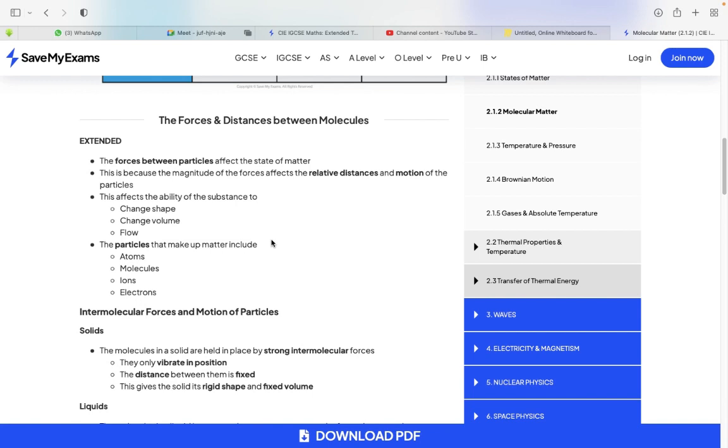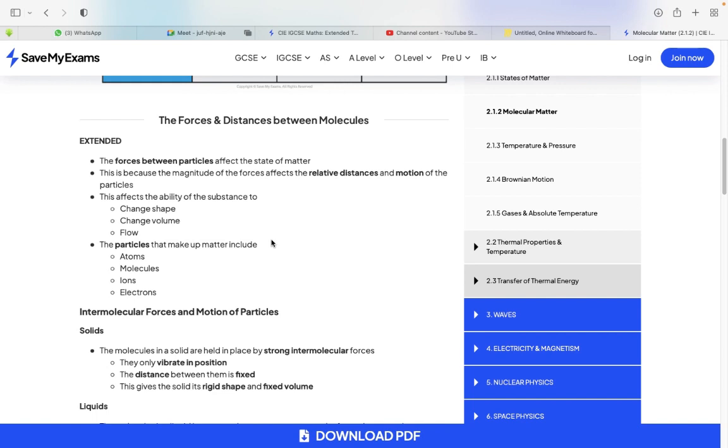If there is a very strong van der Waals force or very strong intermolecular forces holding the molecules together, like in the case of solid, then such a substance will be in the state of solid. It will remain in that state of matter. Is that okay? It will be solid.